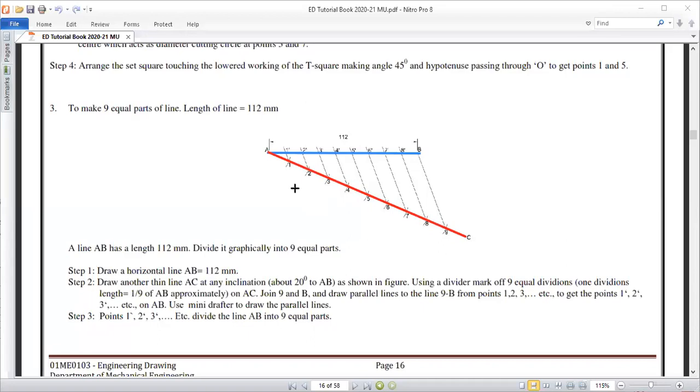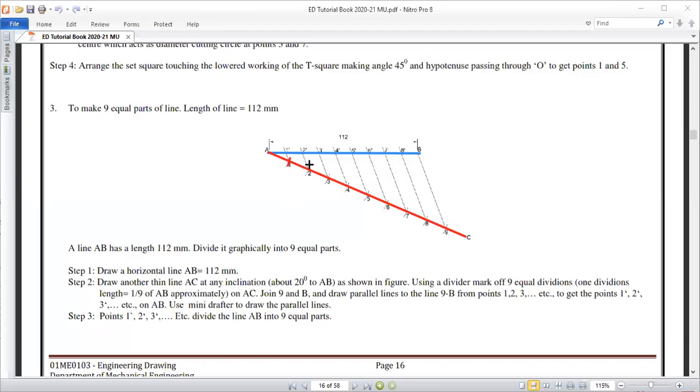Now AC is at about 20 degrees inclination to line AB, as you can see in this figure. Now, using a divider, mark 9 equal divisions, approximately 1/9 of AB, on AC. Join 9 to B. What you are doing is taking any length and, with the help of the compass, marking the same length repeatedly along the line.